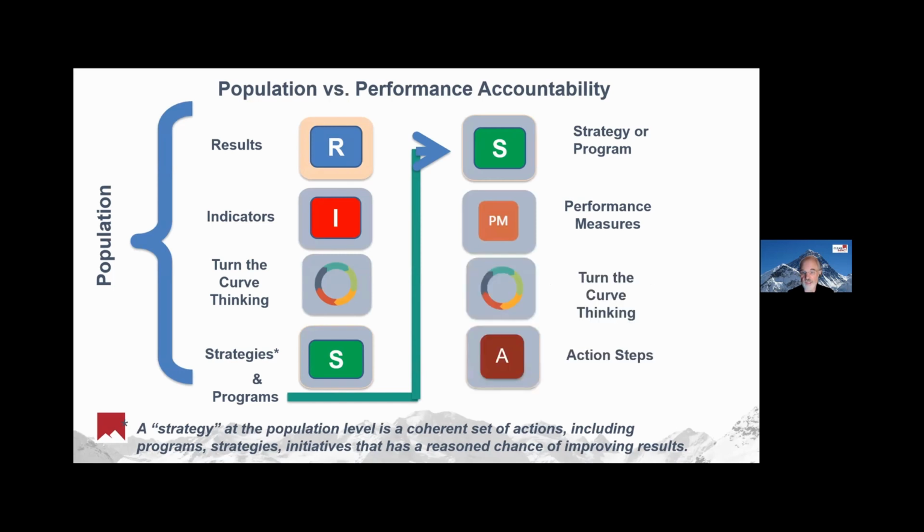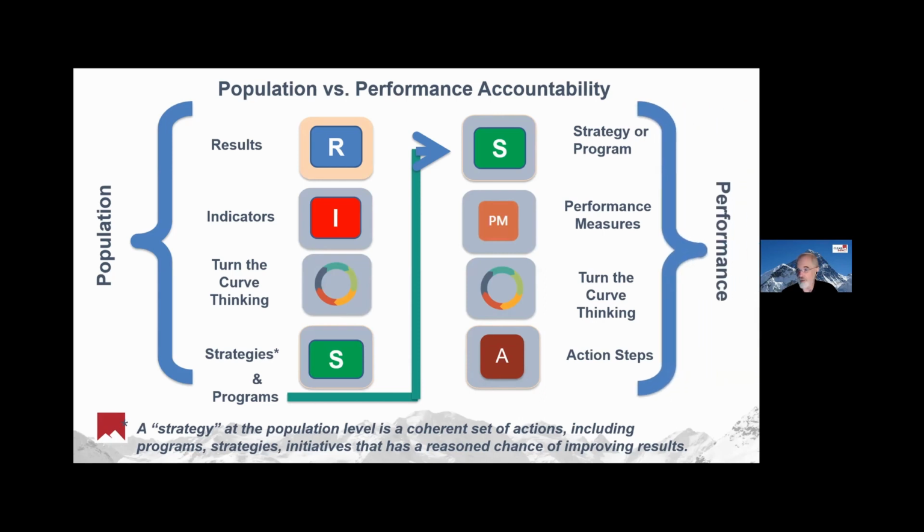And then you apply turn the curve thinking to those performance measures that are not achieving your targets. So in a performance measure, you want to look at the data, also set a target. So we want 80% of the participants to attend 80% of the sessions. Then if you're not achieving that target, you can do turn the curve thinking to come up with action steps to improve what you're doing.